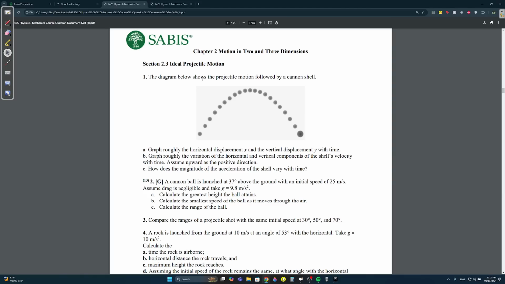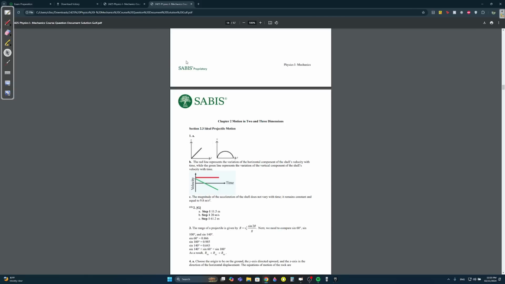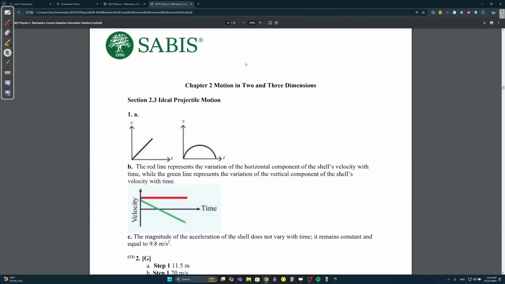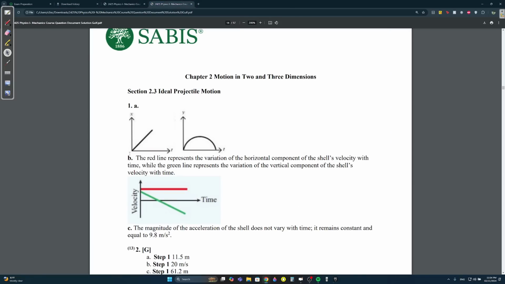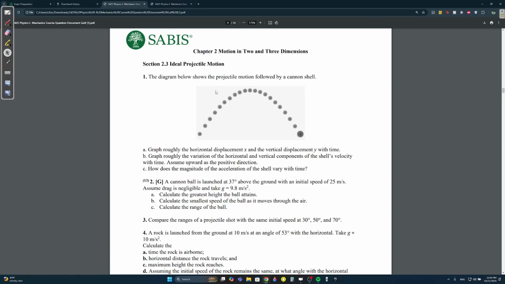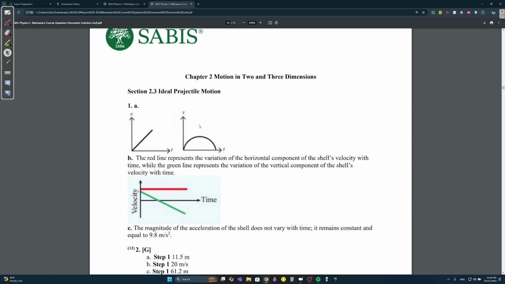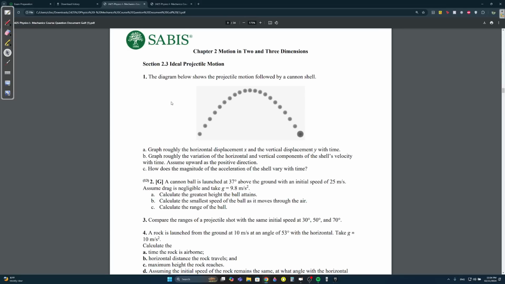The diagram below shows the projectile motion followed by a cannon. Graph roughly the horizontal displacement and the vertical displacement against time. These graphs, you must know them, okay? The horizontal displacement is increasing at a constant rate because the velocity is constant. But the vertical displacement is accelerating. So will it be a straight line or will it be curved? Obviously, it's going to be curved because it's accelerating. You guys know if there's acceleration, the displacement will be curved. If there's a constant velocity, no acceleration, the displacement will be a straight line.